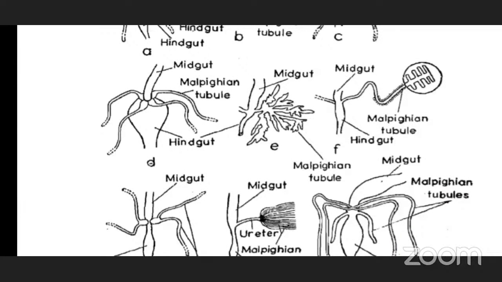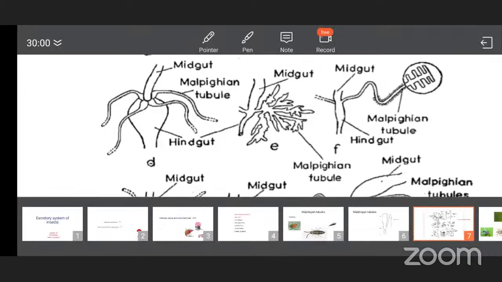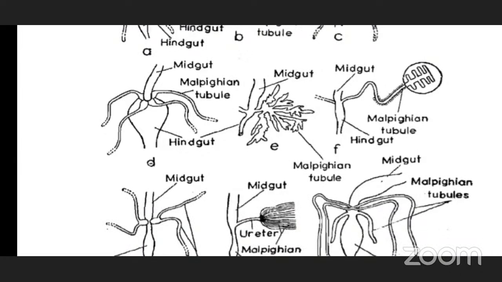And also, if you see in picture D, in some insects there will be a vesicular enlargement near the Malpighian tubules, an ampulla at the bases of each tube. And also in some insects you can observe the arborescent type. So in picture E, you can see these are arborescent.